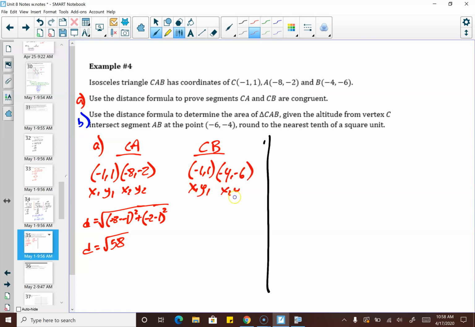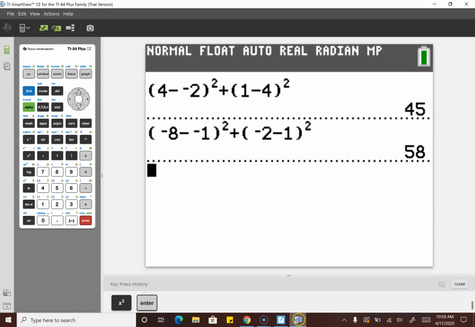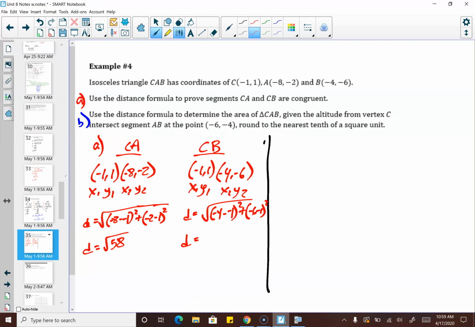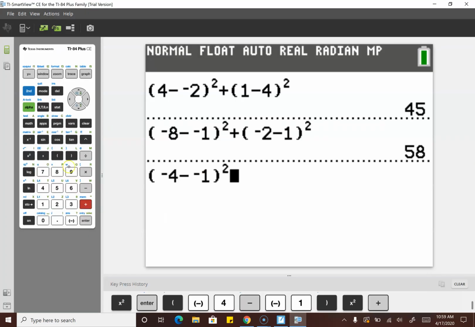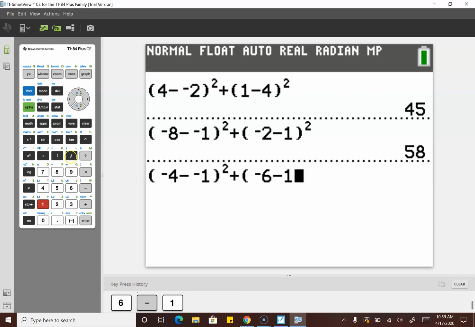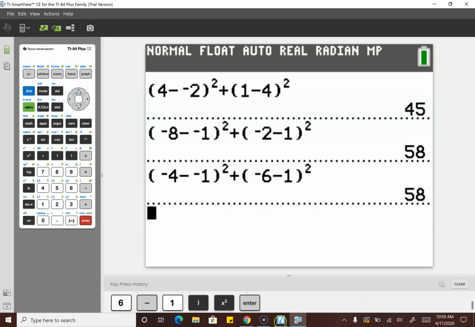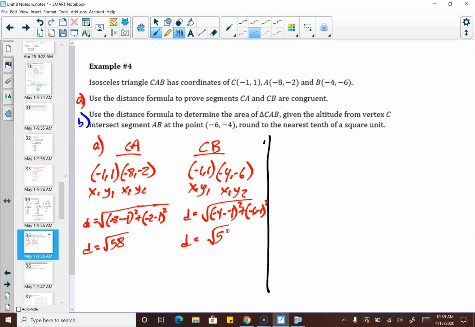So x1, y1, x2, y2. D equals the square root of -4 minus -1 squared plus -6 minus 1 squared. Again, be really careful with your signs. So -4 minus -1 squared. Just want to make sure I put that in correctly. Yep. Plus -6 minus 1 squared. And there's my square root of 58 again. So that checks out. This is isosceles because CA and CB are congruent.